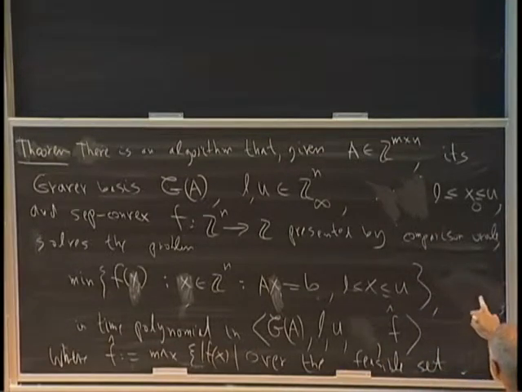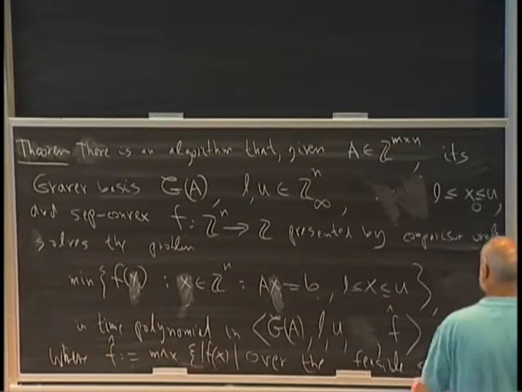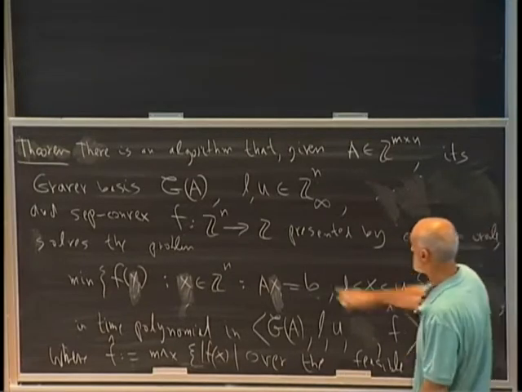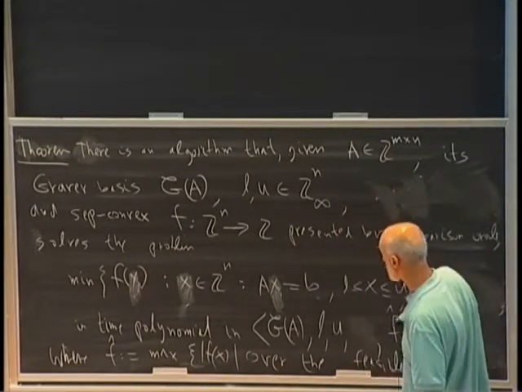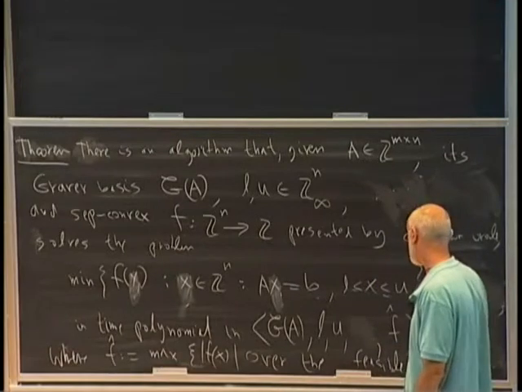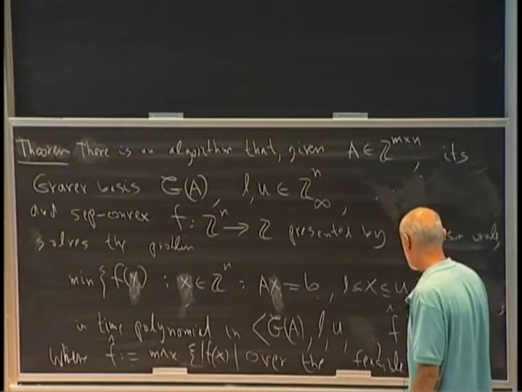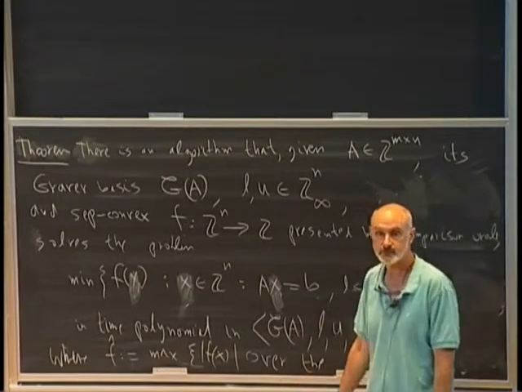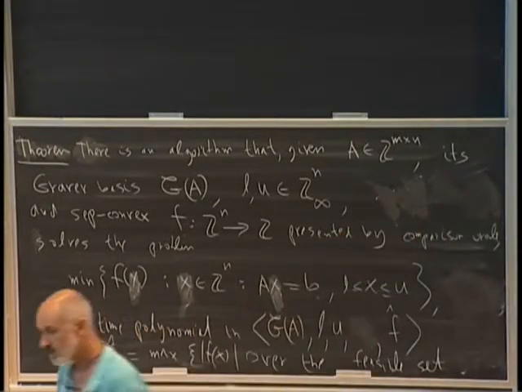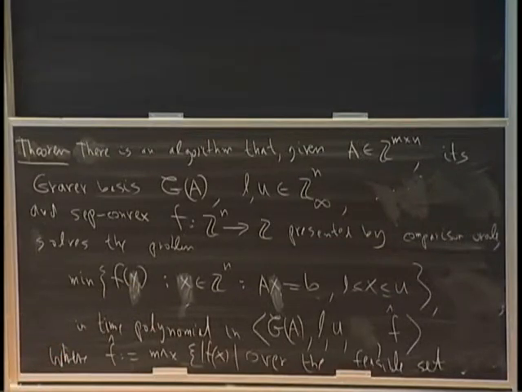There's an algorithm: given a matrix A and its Graver basis, lower and upper bounds, a separable convex function presented by a comparison oracle, solve this integer programming minimization problem in polynomial time in the data and in the Graver basis. So solves means that it either detects that the problem is infeasible, there's no feasible solution, or finds an optimal solution, assuming that the set is finite. If it's not finite, there's some more technicalities, but you can actually detect this and stop and say that the problem is not well posed, or something like that. Okay?